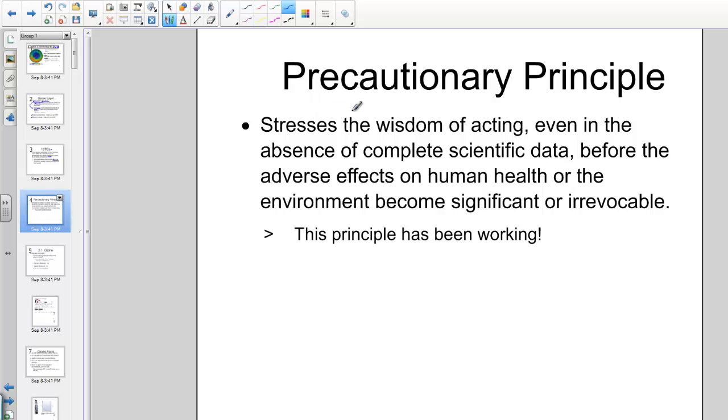And so we begin this precautionary principle. We're stressing the wisdom of acting even in the absence of complete scientific evidence, before any more adverse effects on human health, such as skin cancers or genetic mutations, or the environment become significant or irrevocable. We can't turn the clock back. If the pollutants are already up in the stratosphere, how are we supposed to go and get them back?